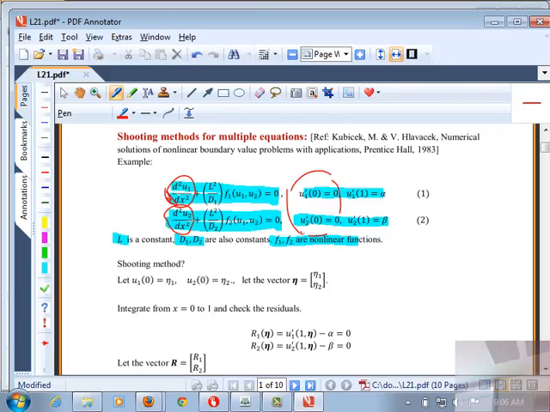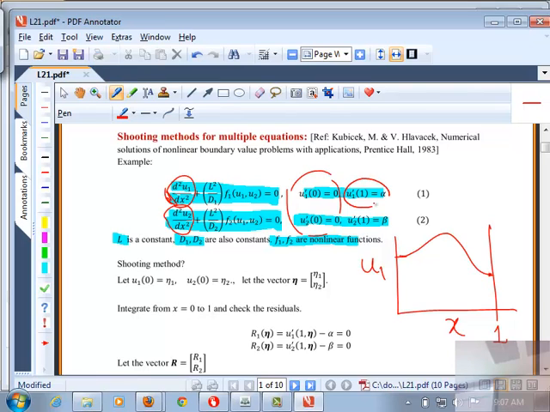Okay, so U1 versus X. U1 prime is already given, that is 0. But for U1 I'm going to make an assumption. The solution is going to start off horizontally and then it may go whatever it wants according to the equation. And when X equals 1, I need to take that derivative and check whether it is equal to alpha. So I need to check this at the other boundary.